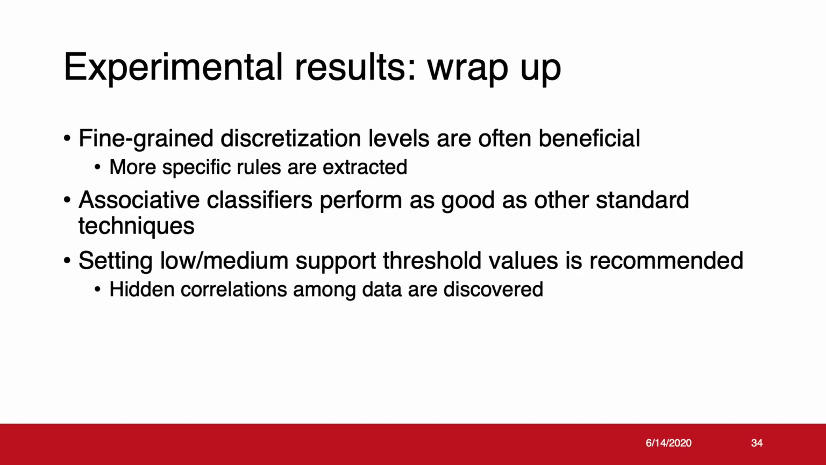So to sum up, let's see some takeaways. First, even if it was not reported, these results were achieved with the fine-grained discretization levels, which in most of the cases achieved better results than their coarse counterparts. Then results show that associative classifiers perform as good as other standard techniques. And finally, that while we use an associative classifier, low to medium support threshold values are recommended.